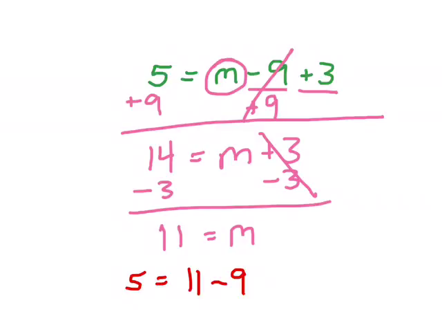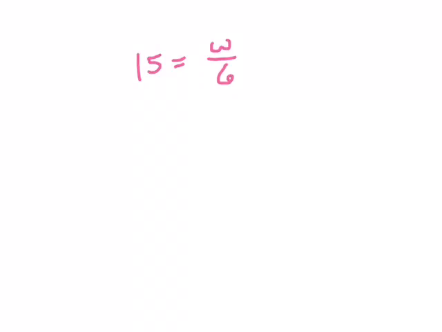So m is 11, so 11 minus 9 plus 3. Well, 11 minus 9 is 2, plus 3 is 5. That does indeed equal the 5 I thought it would. I am correct. Here I've got 15 is equal to w divided by 6. So I'm, again, going to start with the variable wherever I find it. Here's w, and it looks like I'm dividing it by 6. The opposite of dividing by 6 is multiplying by 6.